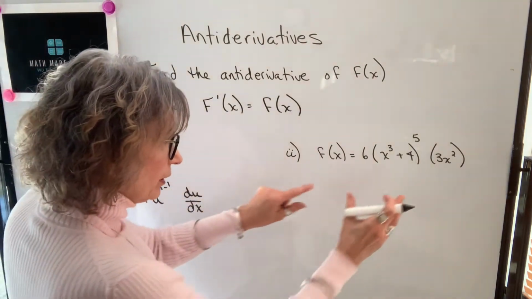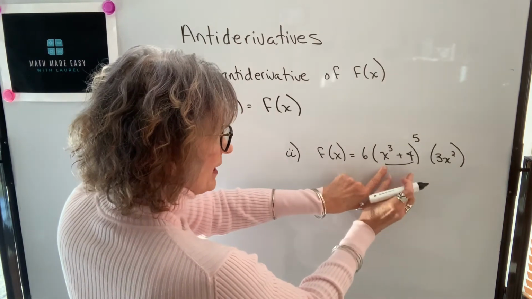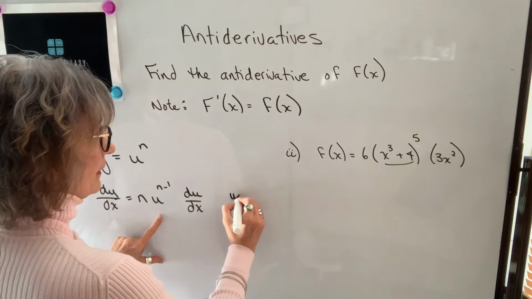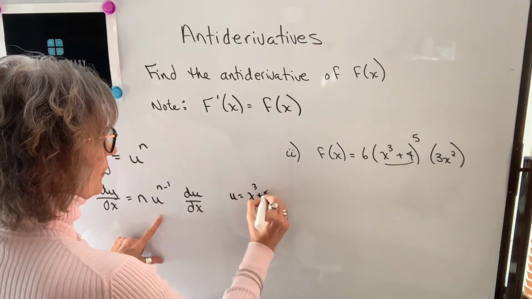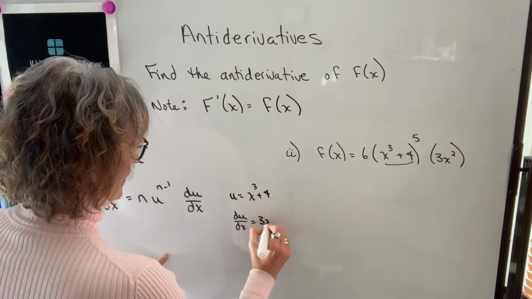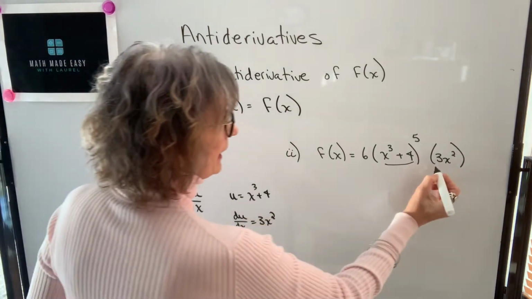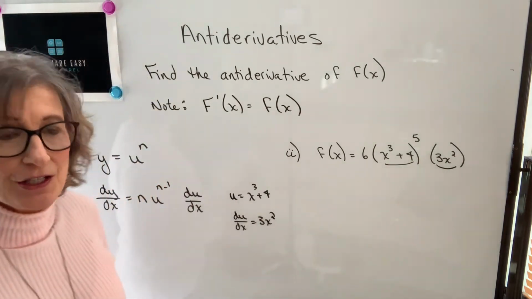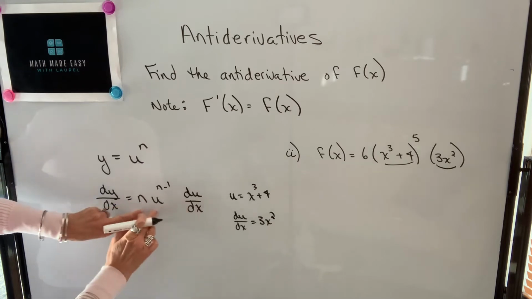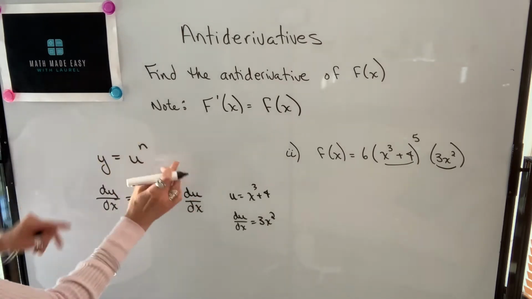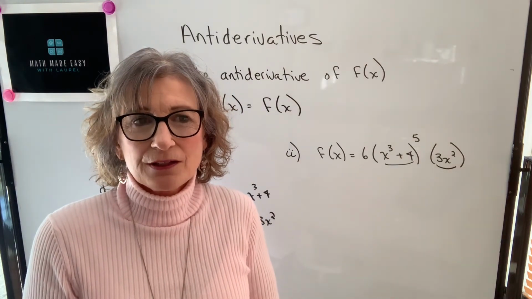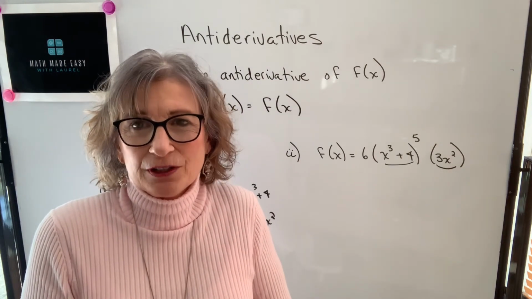So when we look at a function like this, we see that this is our u. So our u in this case is x cubed plus 4. Therefore, the du dx factor is 3x squared. And you can see that we have that there. So it needs to be in our derivative, but when we take the antiderivative, it's not there. It's a tough concept to understand. I want you to get an intuitive feeling for this.